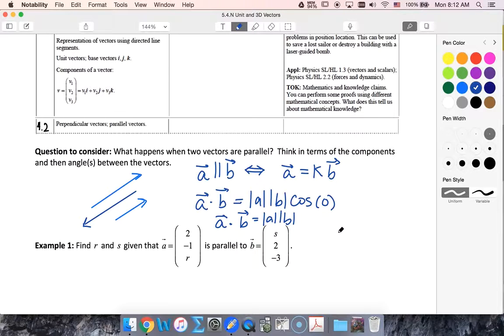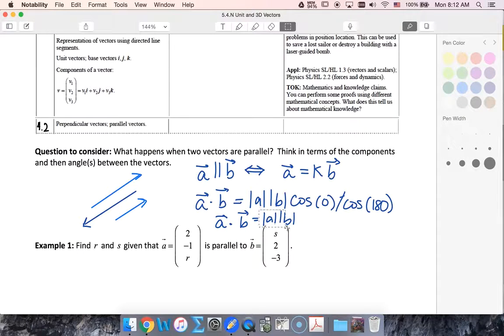So I have two ways of testing for parallel: if they're scalar multiples of each other, or if the dot product is equal to the product of the magnitudes or the negative product of the magnitudes. So let's add in cosine of 180, which then would make this be plus minus.